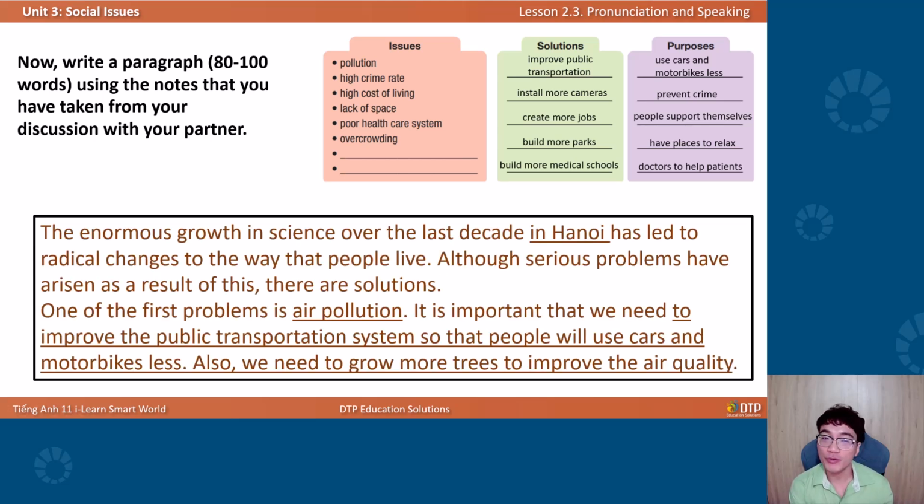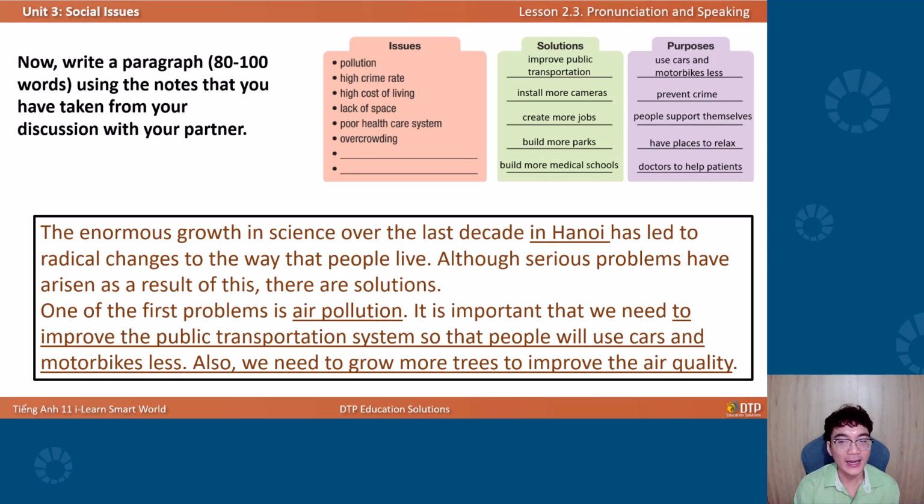The enormous growth in science over the last decade in Hanoi, in Ho Chi Minh City, in Da Nang, in Cần Thơ has led to radical changes to the way that people live. Although serious problems had arisen as a result of this, there are solutions. One of the first problems is air pollution, is noise pollution, is high crime rate, is high cost of living, is lack of space.